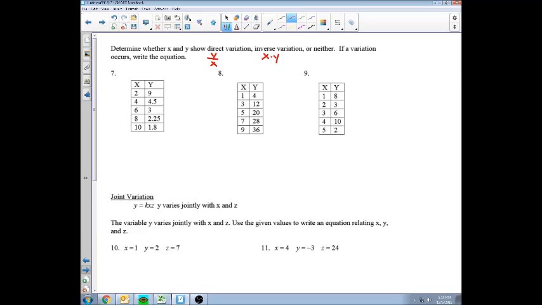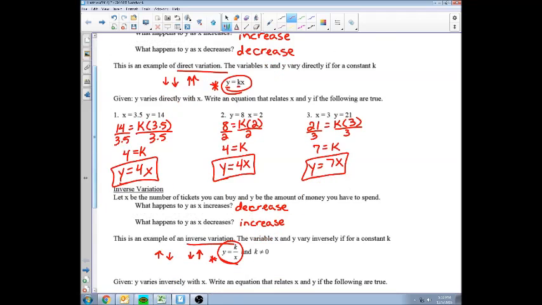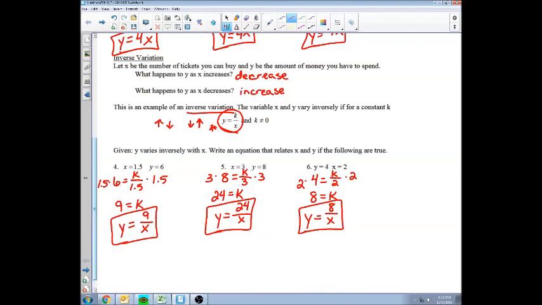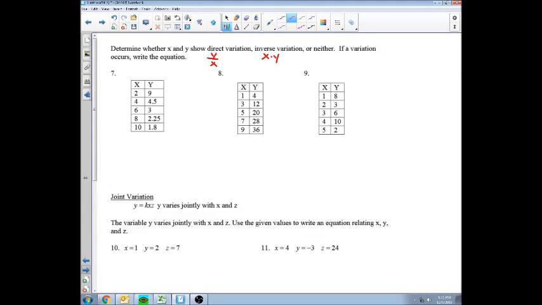The reason why I do that is back here on the front. Let's look and see how we found our k value. Well, in problem 1 here, I took my y, which was 14, and divided it by my x, which is 3.5. That allowed me to find my k value, okay? And then with inverse variation, to find my k value, I took my x and my y and multiplied them together. So if I do that with these tables, then I can find out real quick whether I have direct or inverse variation. The one that I think is easier is taking x times y to start with.